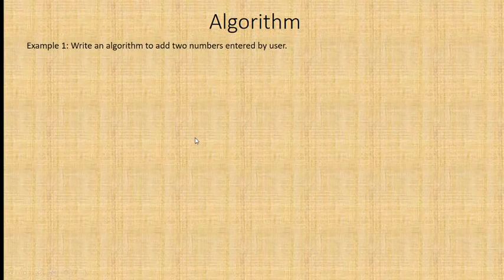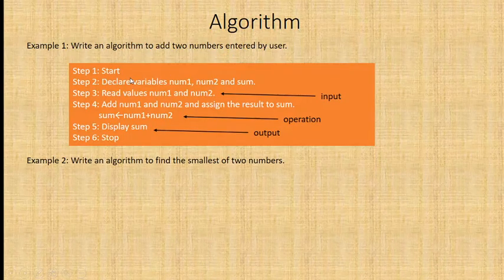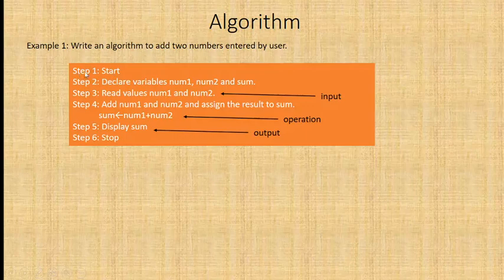So this is example one. Write an algorithm to add two numbers. Our input is two numbers entered by the user. Step one is start, and then step 2 we declare the variables. In this case we have two numbers, so we can put any name. For example, in this example we use num1 and num2. This is input, and then there is a variable for our output, sum.